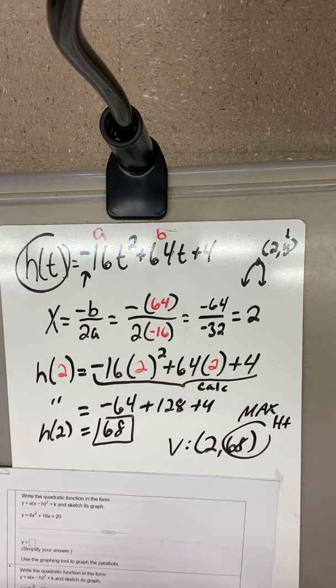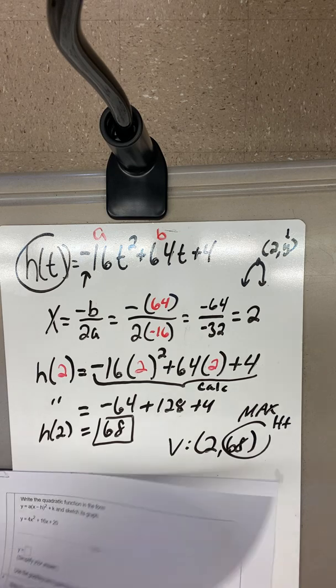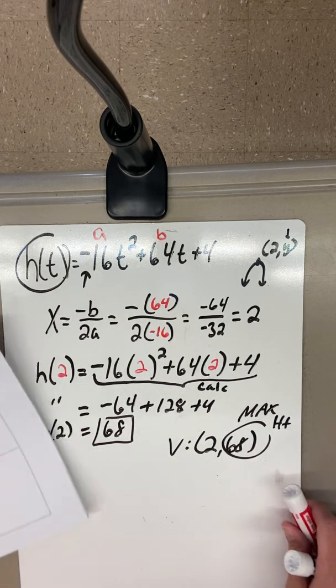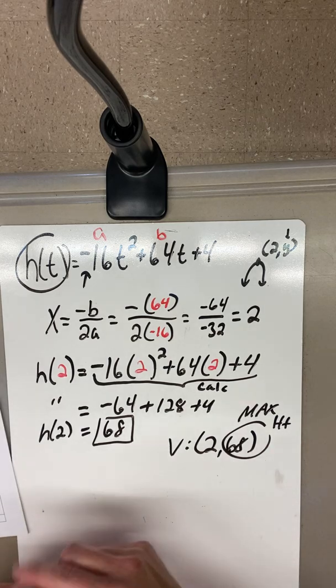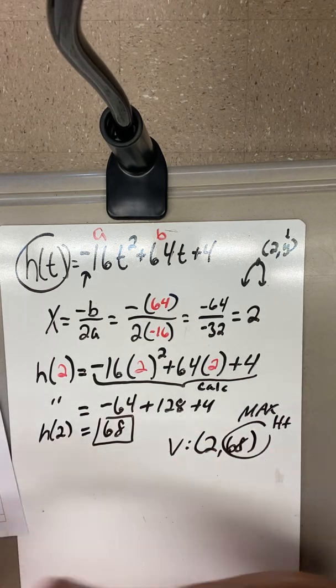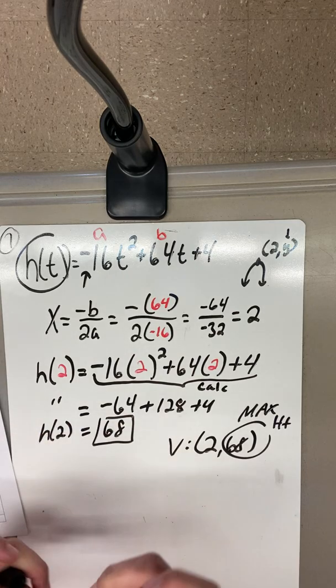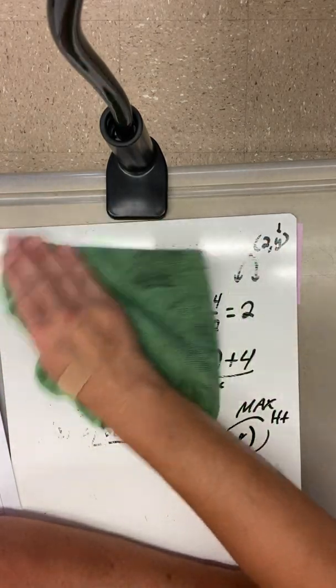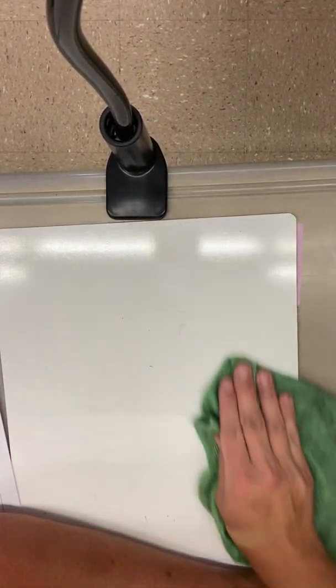All right. So that word problem is really easy. You just take the equation, find the vertex, and then use the y value for the maximum height. Okay. Question 8. By the way, that was question 7. All right. Question 8 is asking for the symmetry of a quadratic function.